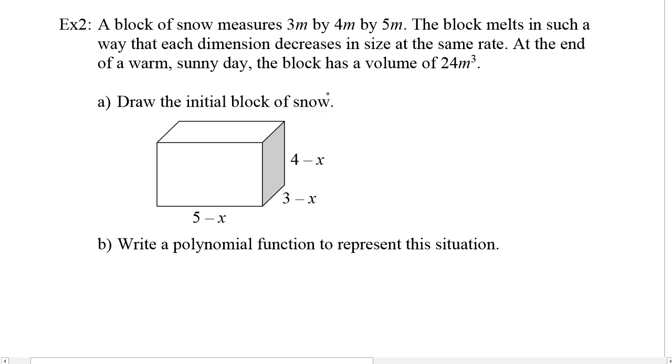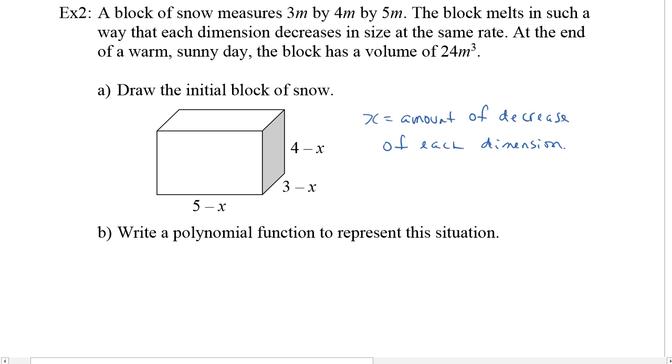So originally it is 3 by 4 by 5, but it has melted. So each dimension has decreased at the same rate. So that is why we're subtracting the x from each amount. So in this case, x will be equal to the amount of decrease of each dimension.